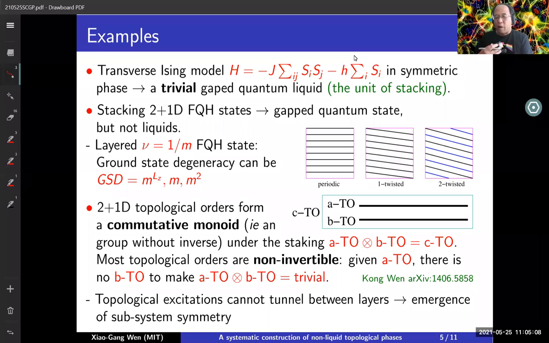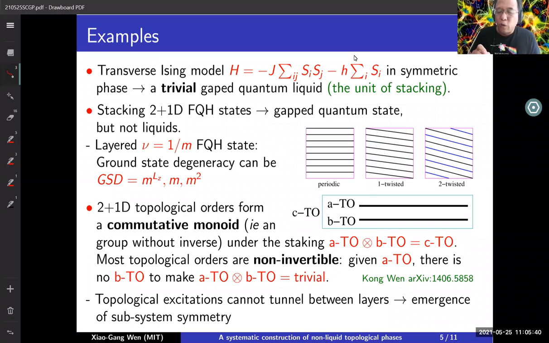So that means this topological order has no inverse. Because most topological orders are not invertible, their stacking cannot cancel each other. What that means is that you get more and more topological excitations when you stack more and more topological orders together, and you never get back to the simple one.